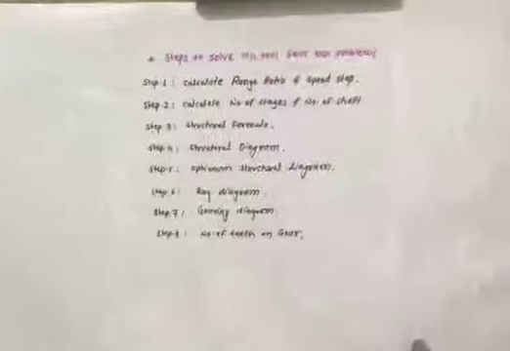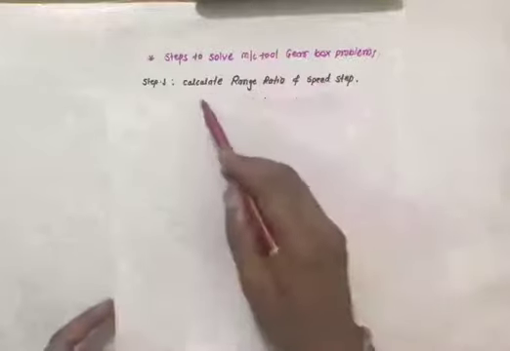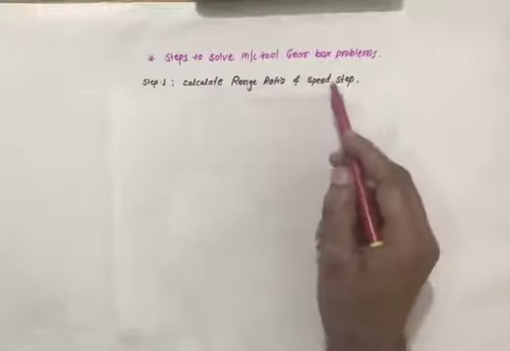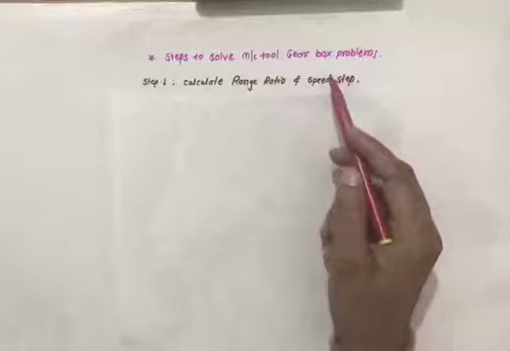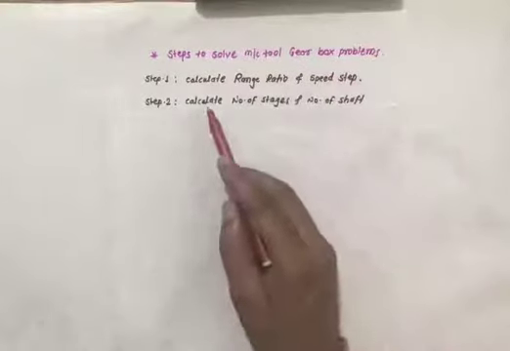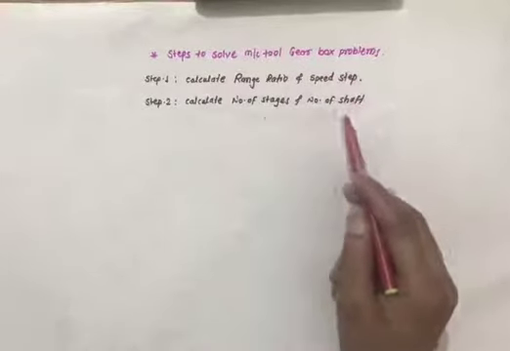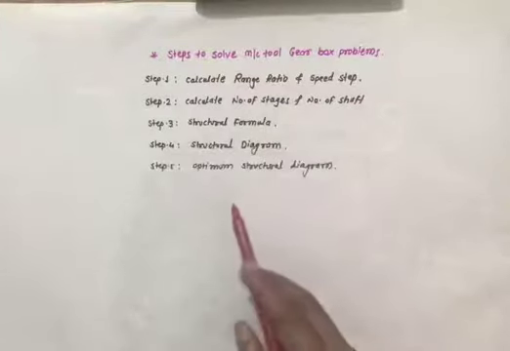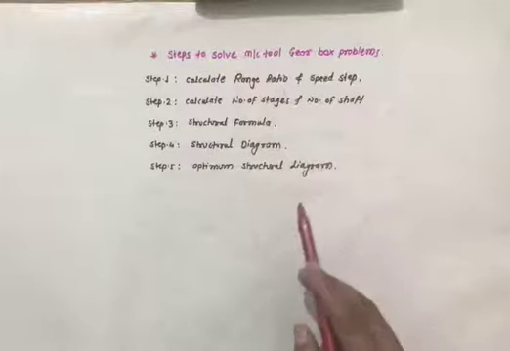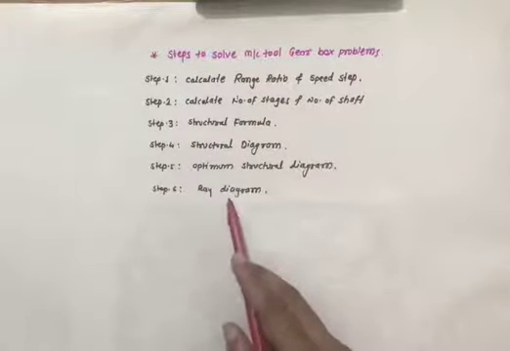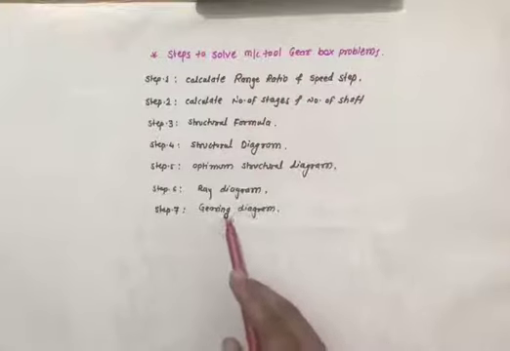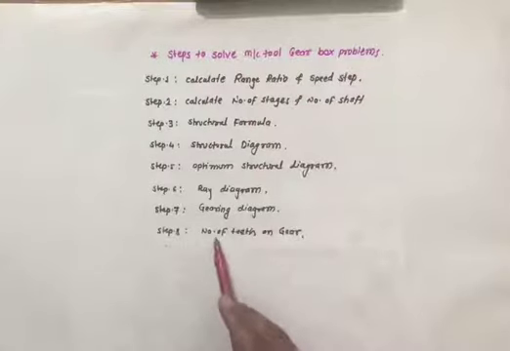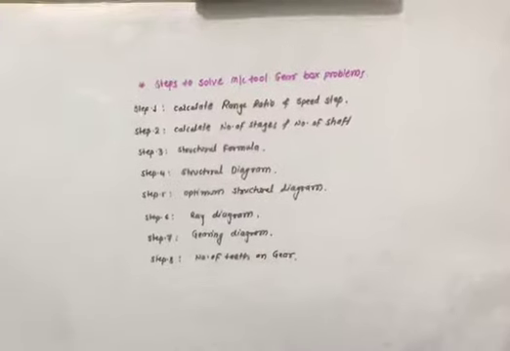Now we'll see the steps while solving the problem. There are 8 steps. First is to calculate the range ratio and speed step. Second step is to calculate the number of stages and number of shafts. Third step is the structural formula. Fourth step is the structural diagram. Fifth step is the optimum structural diagram. After that, step number 6 is the ray diagram. Step number 7 is the gearing diagram, and step number 8 is the number of teeth on gear. Now next we will solve one problem.